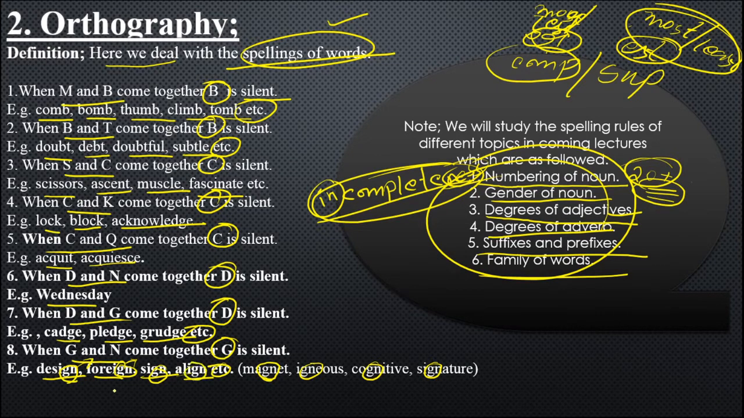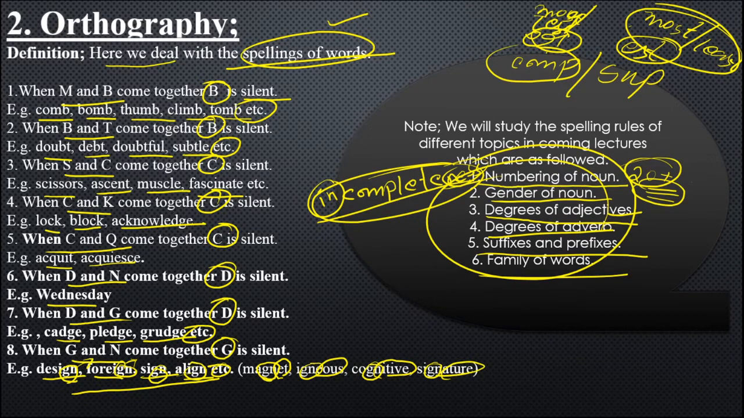When G and N come at the end, over here keep in your mind you are not going to pronounce G, but keep in your mind G and N is followed by some other alphabets like ET, EOUS, ITIVE and ATURE.